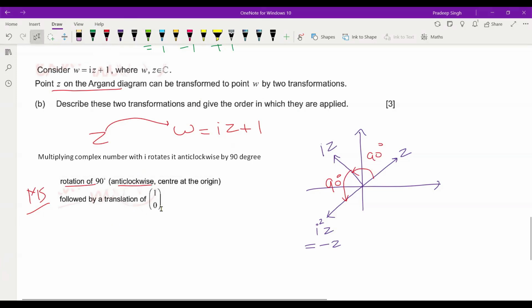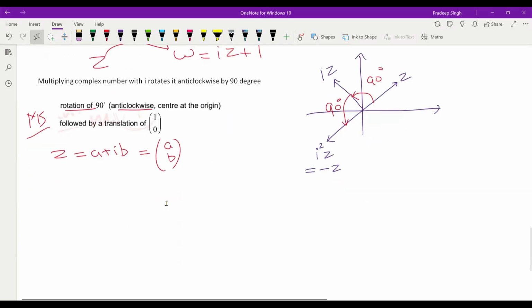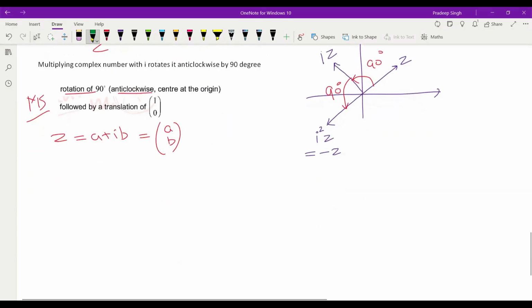Let's understand this particular representation 1, 0. If your complex number is A plus IB, this is the Cartesian form. We can also represent it like this: A, B in a column notation. This is called the column notation of a complex number. So that's what they mean. Let's understand the logic one more time.